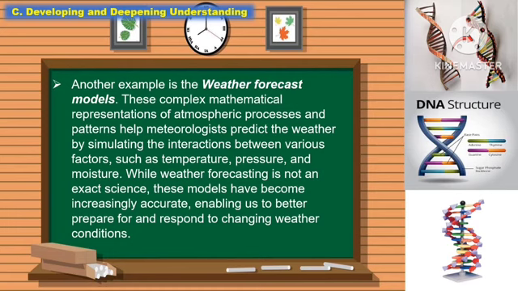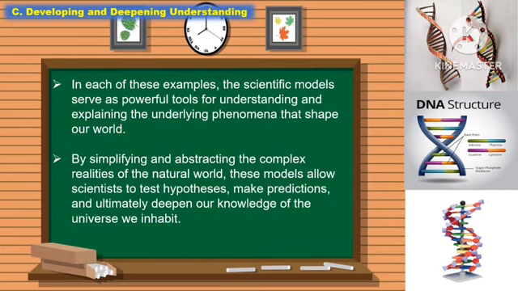Another example is the weather forecast model. So this complex mathematical representation of atmospheric processes and patterns helps meteorologists predict the weather by simulating the interaction between various factors such as temperature, pressure, and moisture. While weather forecasting is not an exact science, these models have become increasingly accurate, enabling us to better prepare for and respond to changing weather conditions.